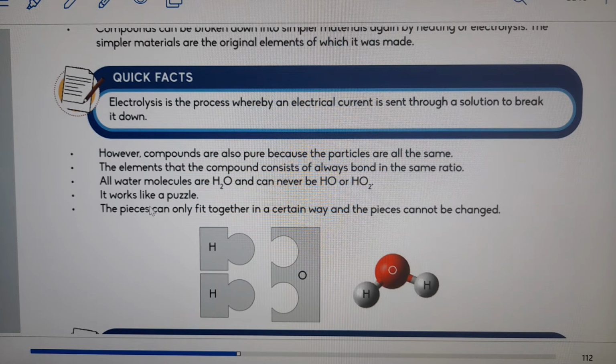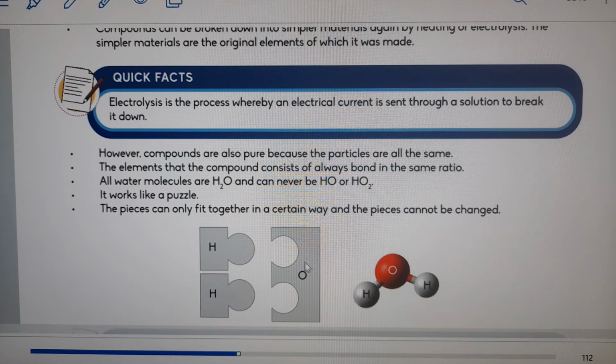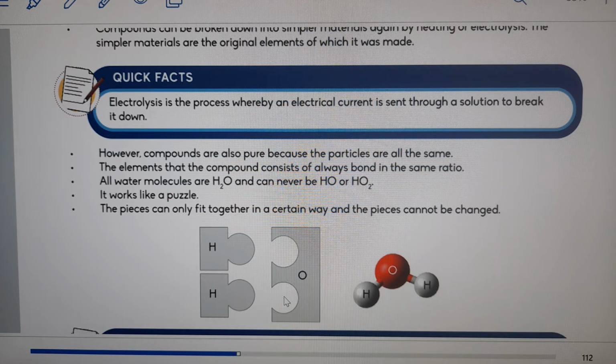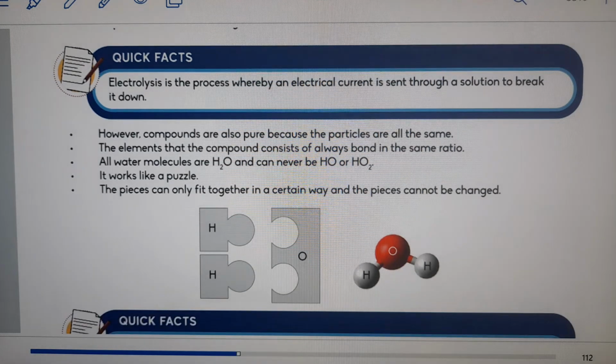It works like a puzzle. The pieces can only fit in a certain way and pieces cannot be changed. So you see they took the molecule of water, which is 2 hydrogen atoms and 1 oxygen atom. This is a piece of the puzzle: the oxygen atom has 2 opening slots, and only this hydrogen can fit here and that hydrogen can fit there. That is why they say the elements of the compound always bond in the same ratio. So now you understand what they mean.